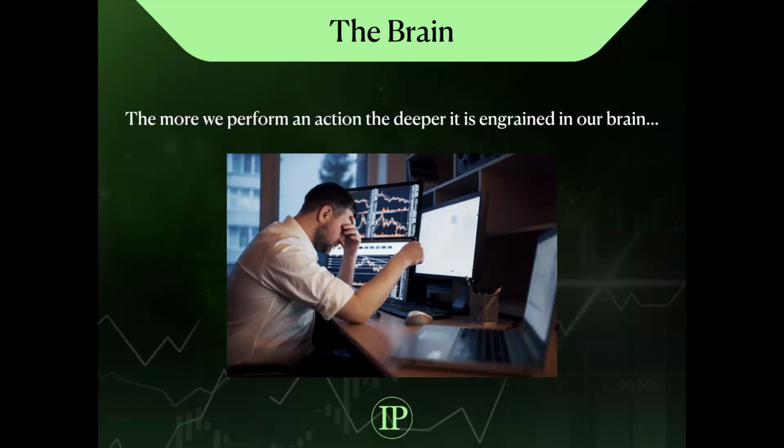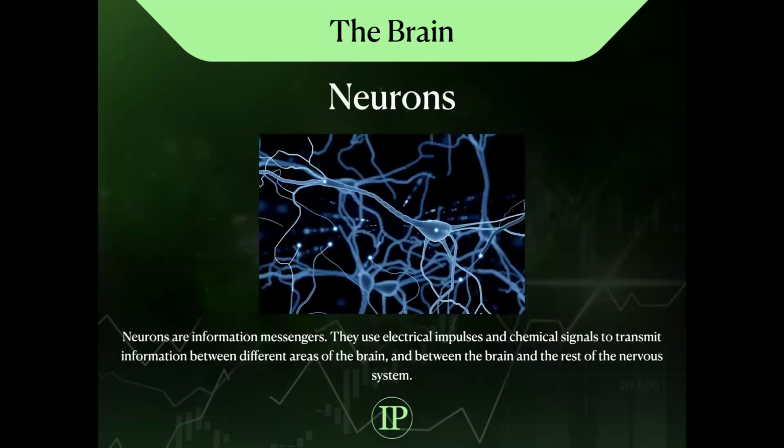Okay, so when we keep on doing this over and over and over again, where we get to our computers and we are stressed and frustrated and all of that, we are ingraining it into our brains, and that is done through neurons. Okay, so neurons are the information messengers. They use electrical impulses and chemical signals to transmit information between different areas of the brain and between the brain and the rest of our nervous system. Okay, so just think about it. Neurons are basically these highways of information.